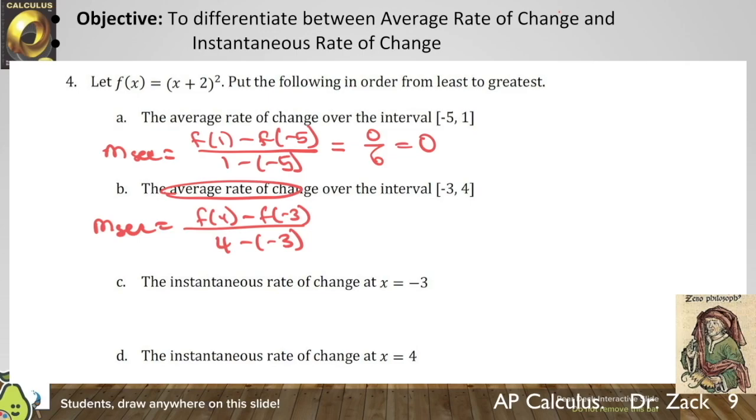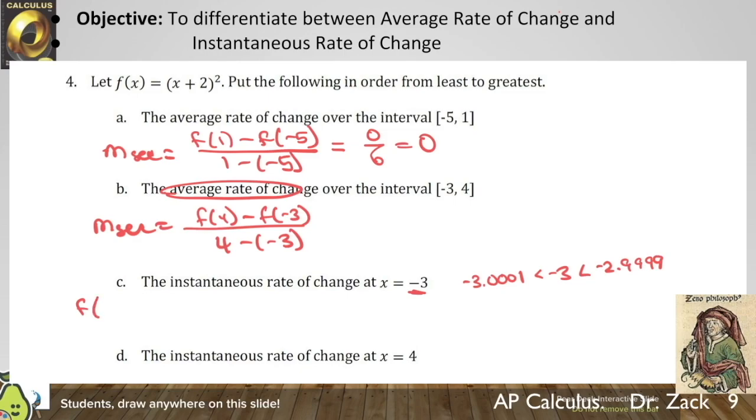For instantaneous rate of change at negative 3, we want to think of a number slightly to the left of negative 3 and slightly to the right of negative 3. So negative 3.0001 will be to the left of negative 3, and let's say negative 2.9999 is slightly to the right of negative 3. Notice I just chose some numbers. If you choose different numbers, that's fine, but we want to get as close as possible.